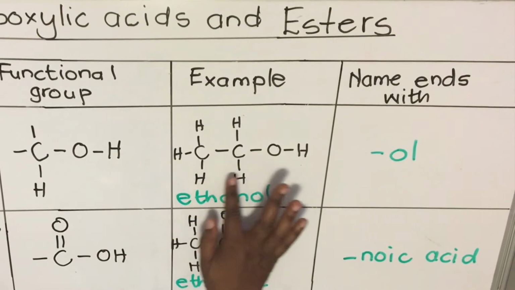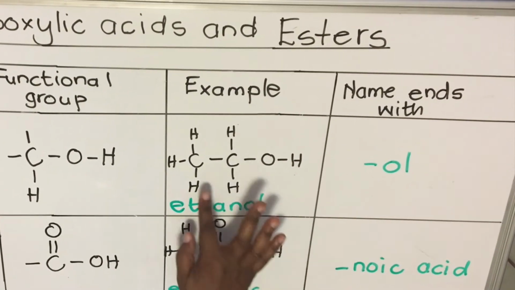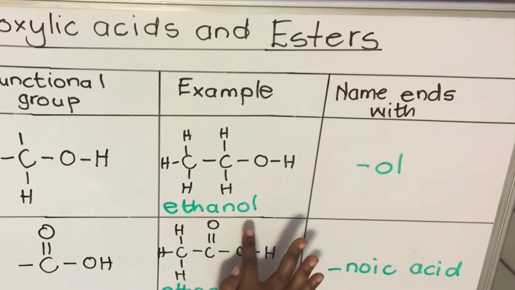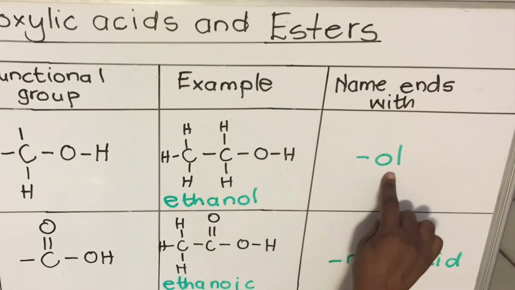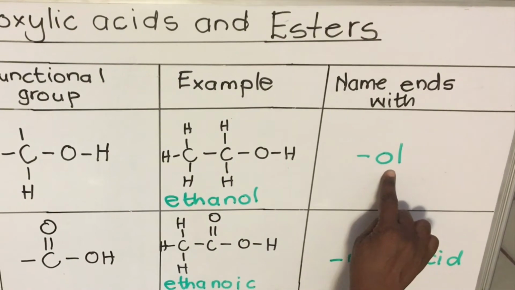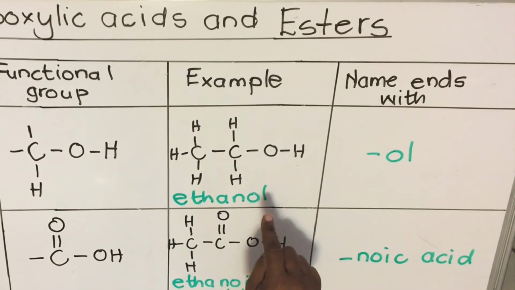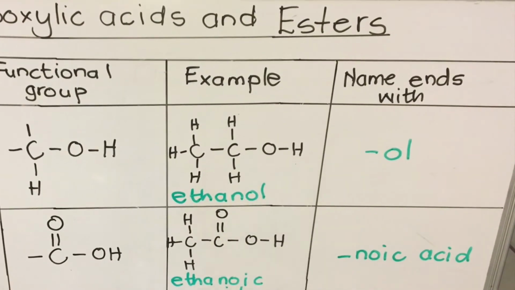Now here is an example of an alcohol. It's ethanol. Ethanol because it has 2 carbons and an OH. Then the name is ethanol. So for alcohols, when you write the name, you're going to write the OL at the end. Then when somebody is reading that name, they will know that molecule is an alcohol because of the ol.